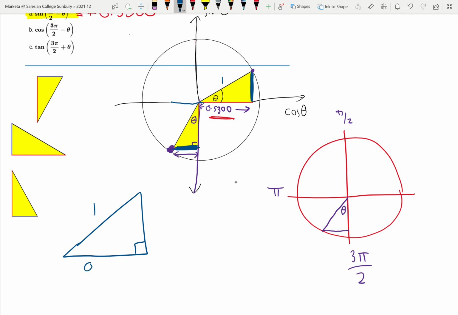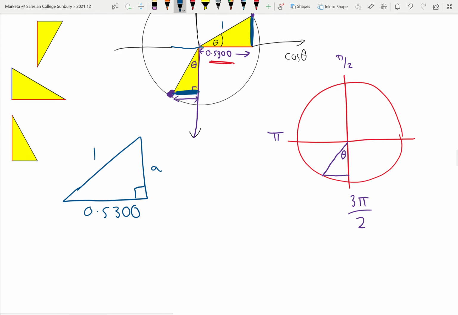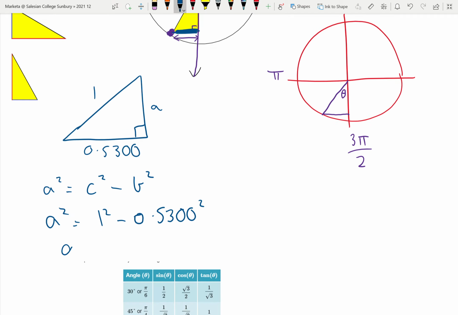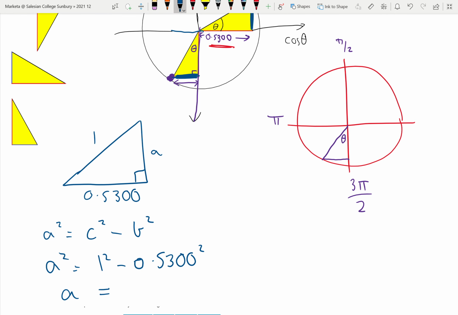We know that this is 0.5300, and we're trying to find this. So I'm going to call this A, and this is going to be, well, A squared equals C squared minus B squared. So A squared equals 1 squared minus 0.5300 squared. And then, if we solve that on CAS, A is going to equal plus or minus 0.8480.